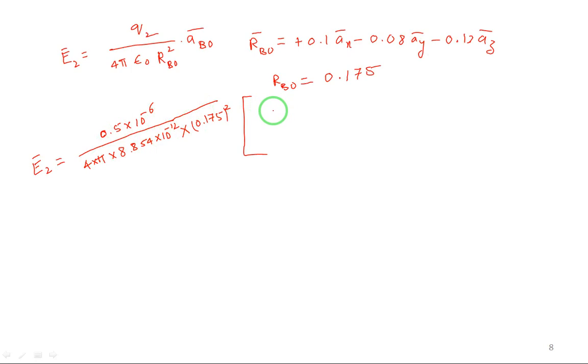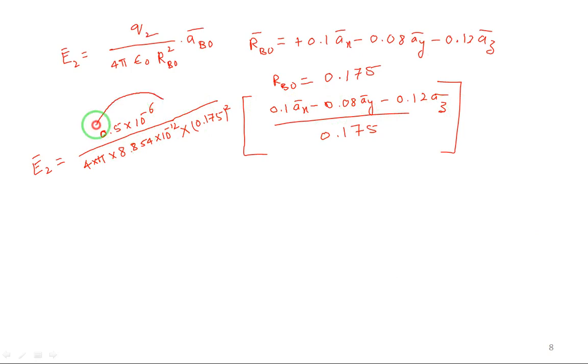The unit vector ABO is equal to the vector RBO divided by its magnitude, 0.1 ax minus 0.08 ay minus 0.12 az, divided by its magnitude, 0.175. Okay, first we will calculate this part, but 0.175 I will take it here and I will make it cube for calculation, then I will multiply, right?